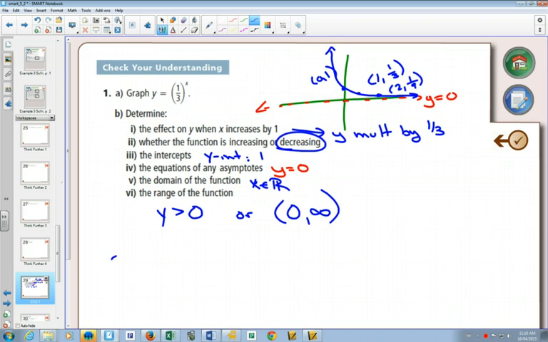So for straightforward graphing ones in the homework, you can try 3, 5, and 7.